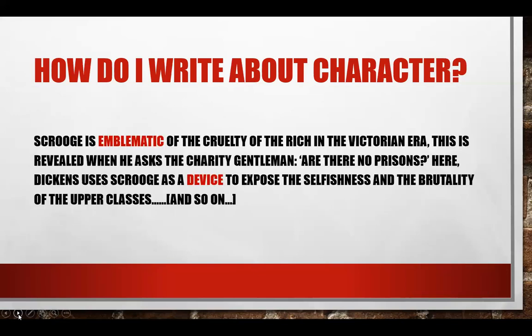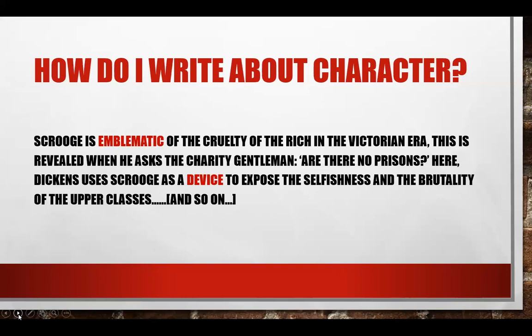Scrooge is emblematic of the cruelty of the rich in the Victorian era. This is revealed when he asks the charity gentleman, "Are there no prisons?" Here Dickens uses Scrooge as a device to expose the selfishness and the brutality of the upper classes, and so on and so on. Okay, so this is how you do it. Scrooge is emblematic. Okay, he represents.